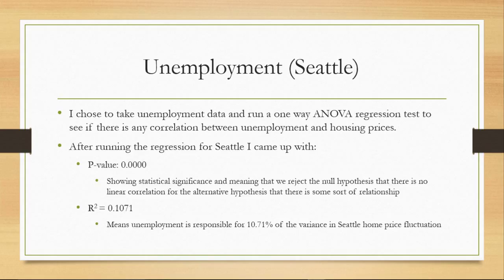I chose to take unemployment data and run a one-way ANOVA regression test to see if there's any correlation between unemployment and the housing price index. After running the regression for Seattle, I came up with a p-value of 0, showing statistical significance and meaning that we reject the null hypothesis that there is no linear correlation for the alternative hypothesis that there is some sort of relationship between unemployment and housing price index. The R-squared value is 0.1071. This means that unemployment is responsible for 10.71% of the variance in Seattle's home price fluctuation.